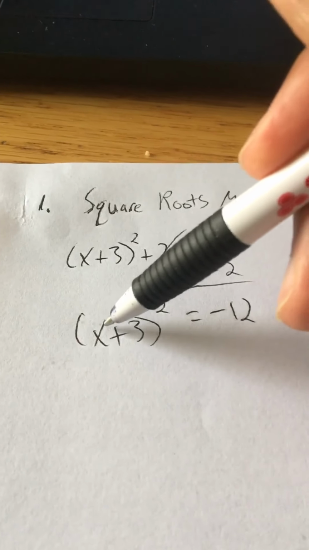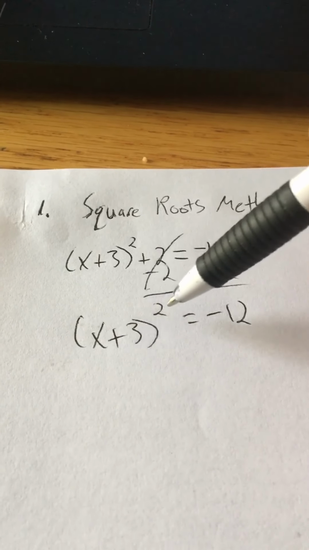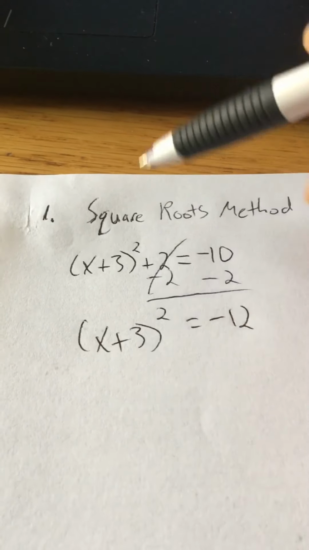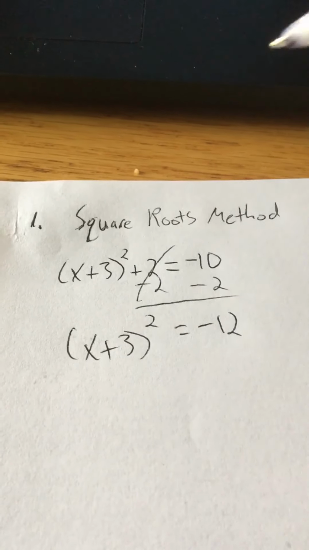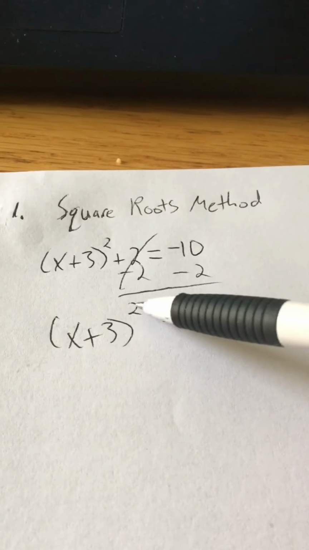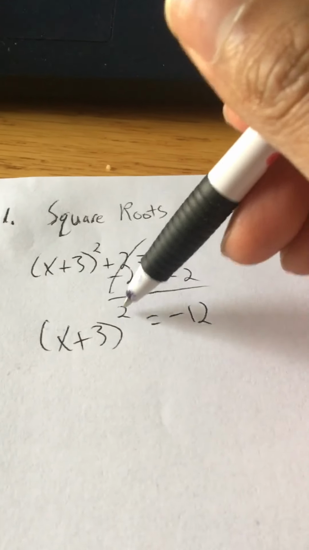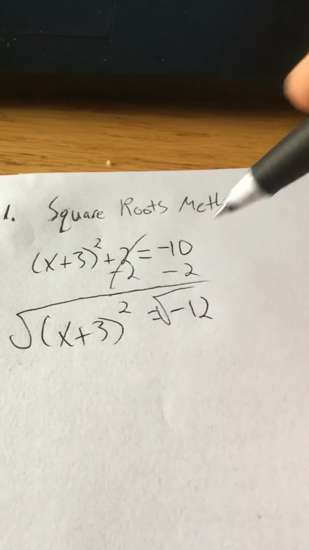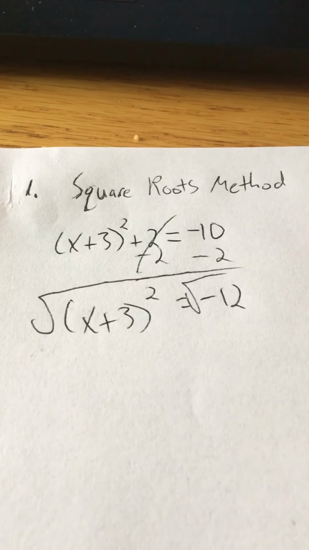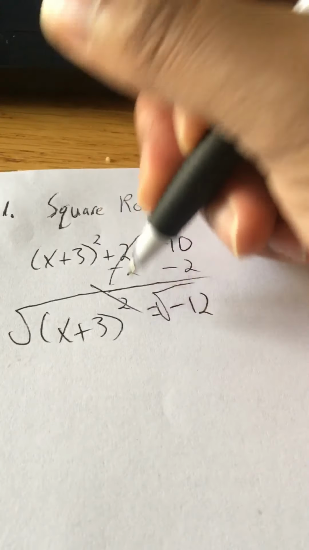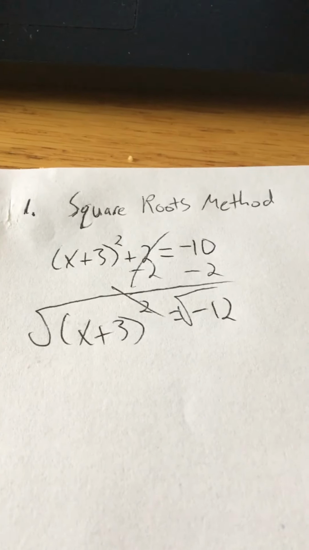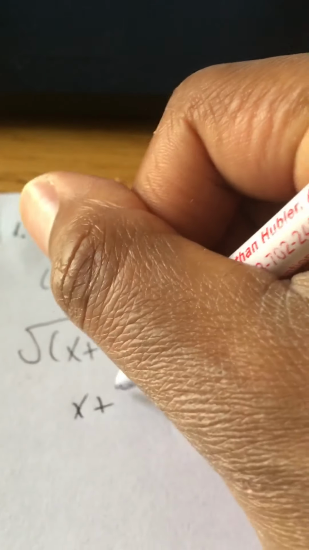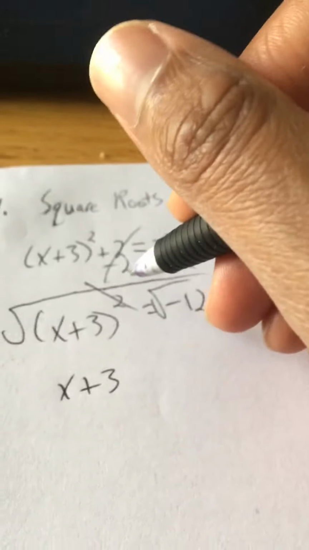I want to get x by itself, but in order to do that, I have to deal with this pesky power 2. That's why it's called the square root method, because the only way to undo raising it to a power of 2 is to do the opposite, which is to take the square root. If you square root it on both sides, check this out. What that's going to do is undo raising it to a power of 2 and free this up and just make it x plus 3, right?